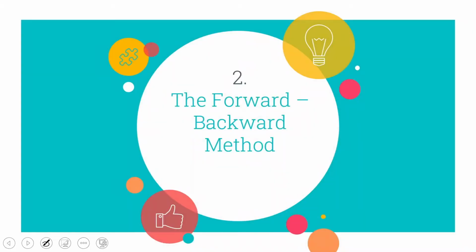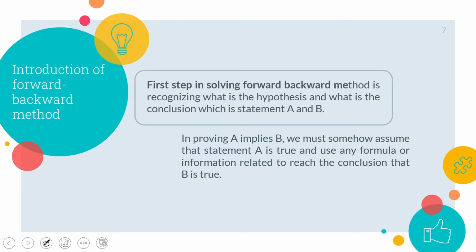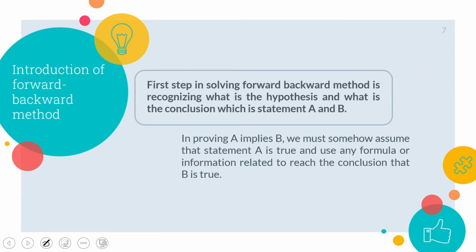Okay. So next we're going through the first method in this chapter, which is the forward-backward method. Before that, you need to know the steps in doing the forward-backward method. The first step is recognizing what is the hypothesis and what is the conclusion, which is statement A and B. So if you have the question, this is what you have to do first. You need to find what is statement A and what is statement B.